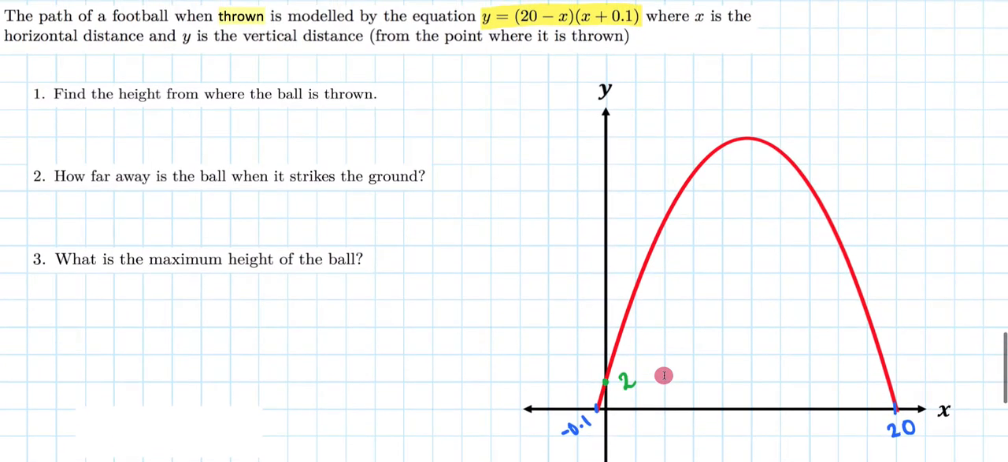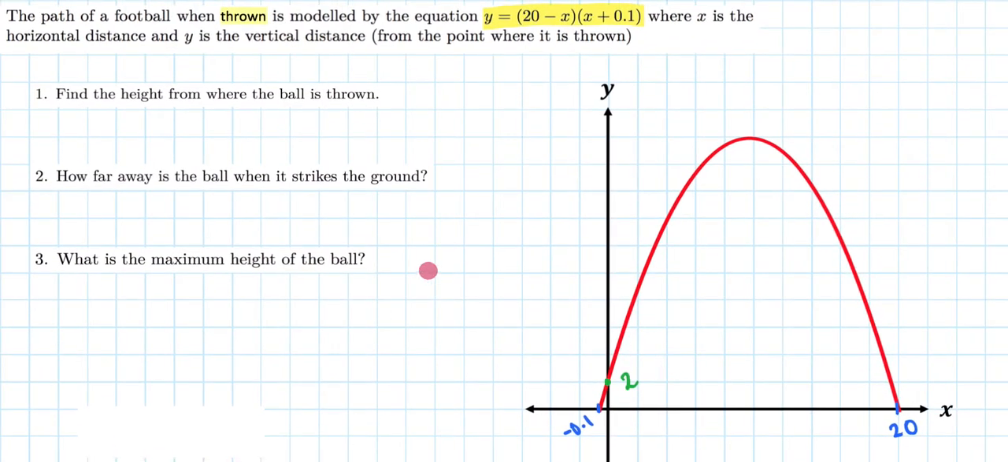Okay, so having done that now, the first question is asking of us to find the height from where the ball is thrown. So immediately by looking at our graph, we can see the height from where the ball is thrown is going to be y equals 2. 2 right here. This is the height from where the ball is thrown. And the way we could solve that if we hadn't drawn our graph is realizing that the height from where the ball is thrown will be its initial point. So it will be when x equals 0. So when x equals 0, my y is going to equal 2.